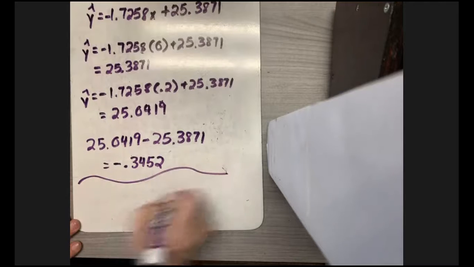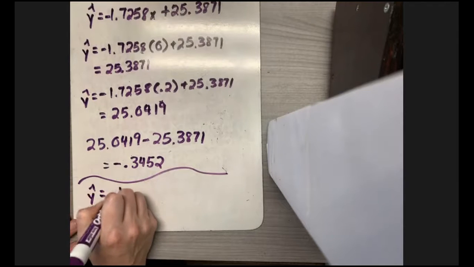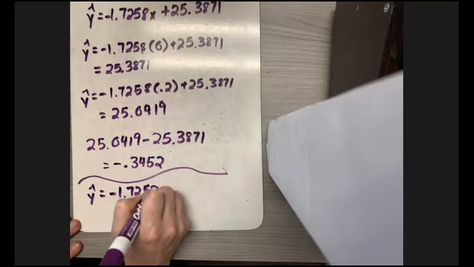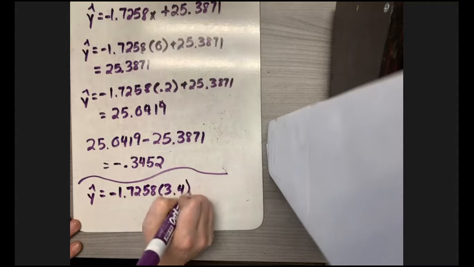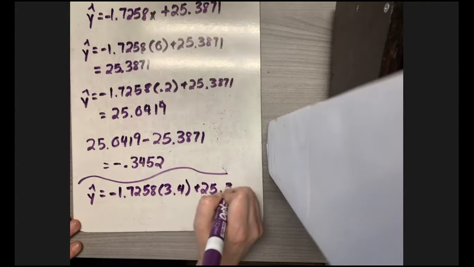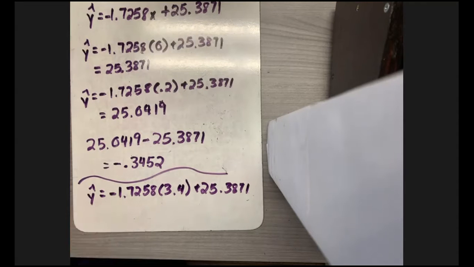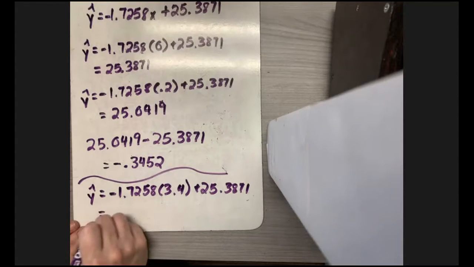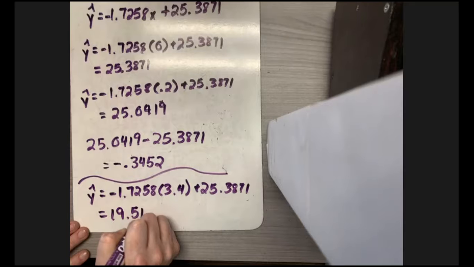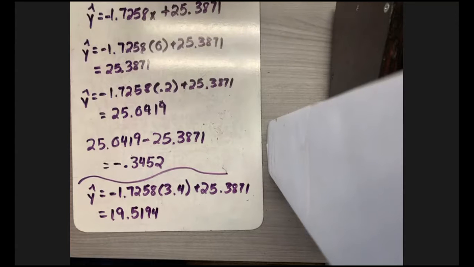So this is just a straight plug-in. So we've got y hat is going to be negative 1.7258 times 3.4 plus our 25.3871. So I've got negative 1.7 times 3.4 plus 25.3. And we get 19.5194. And again, you could move that to however many decimal places that they particularly ask you to do for that.